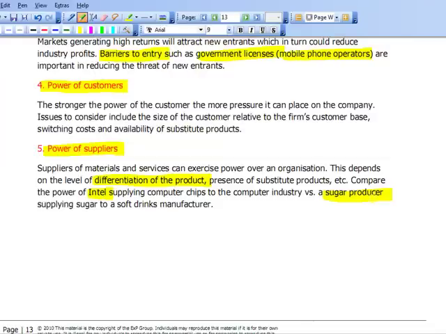The computer industry, for example, they would need to purchase computer chips. There are only a limited number of suppliers that can produce those chips. So Intel would be in a strong position as a supplier. If you're a soft drinks manufacturer and you need sugar, well, sugar is really a very basic material, and there are a number of suppliers of sugar. So in that relationship, the supplier would be in a relatively weak position.